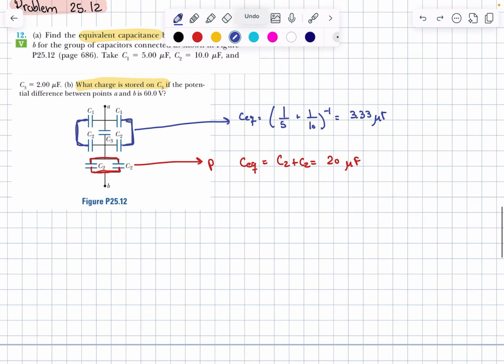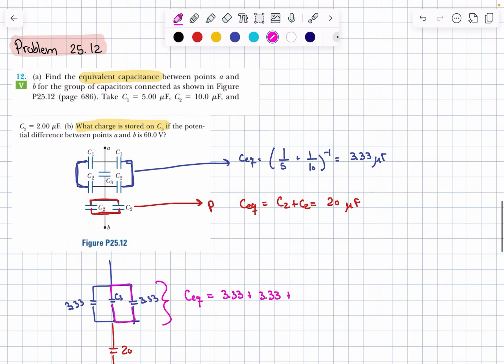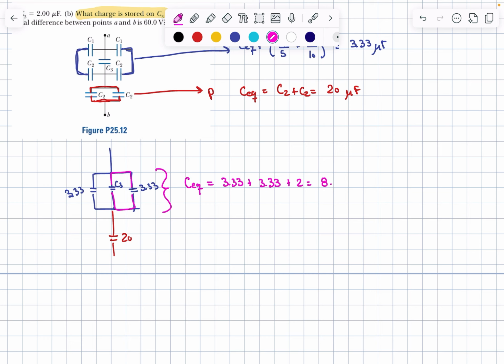If I were to draw this out, I now have this situation where on the top I have 3 capacitors like this, and on the bottom I have my 1 capacitor. This one is 20, 3.33, 3.33, C3, and the next step is to say, okay, these are all in parallel. I can add them up together. The equivalent capacitance here is going to be 3.33 plus 3.33 plus C3, which is 2. Add that up and I get 8.67.